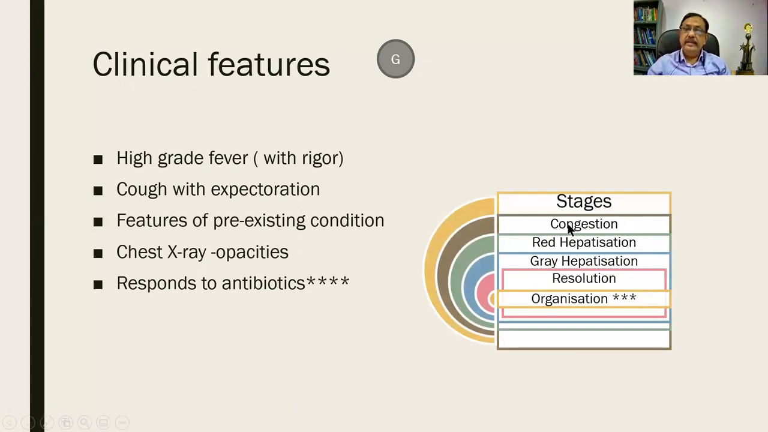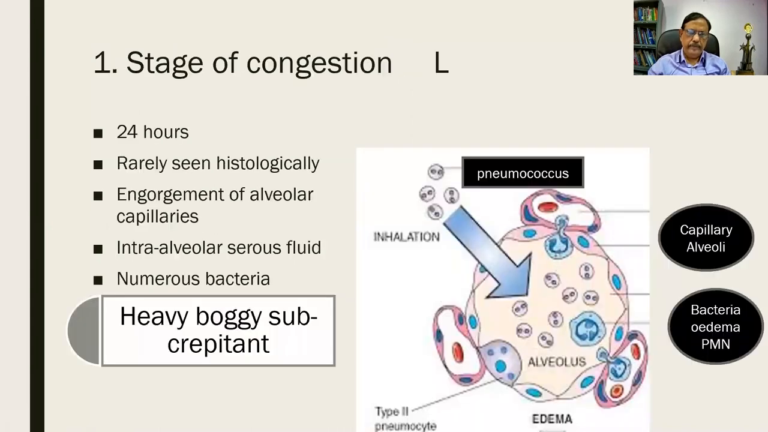And the stages are, you find that there is a stage of congestion, red hepatization, gray hepatization, resolution. In addition to that, there can be a slight complication called organization. So these four are the stages, and this is a slight complication. So stages of lobar pneumonia. The first stage is the stage of congestion. It occurs in a period of about 24 hours. Usually it is not noticed because the time is very short, and it is rarely seen histologically.